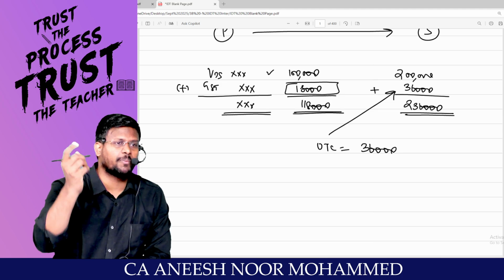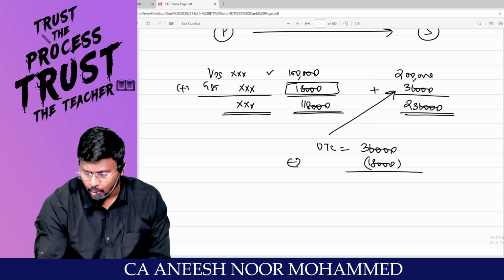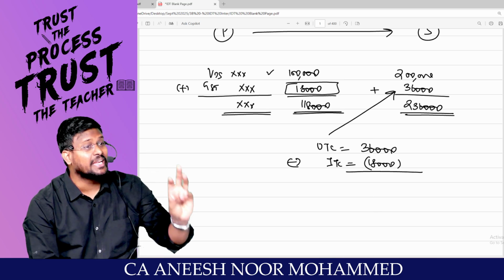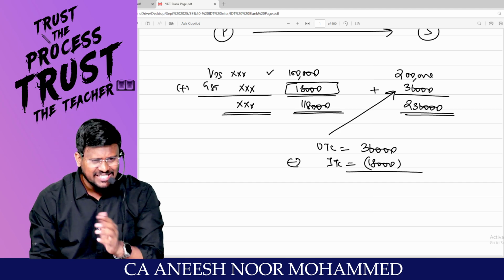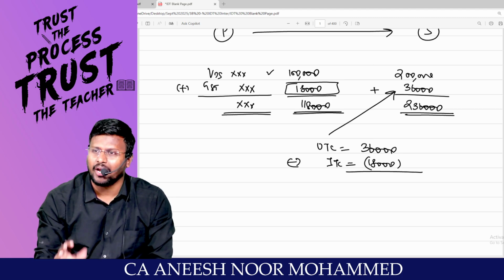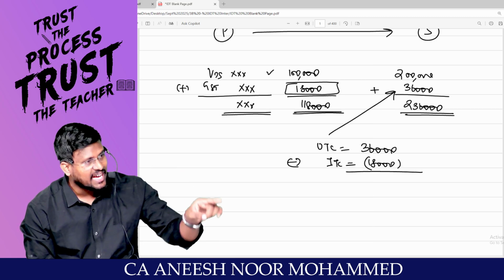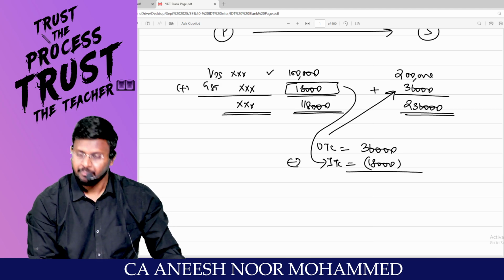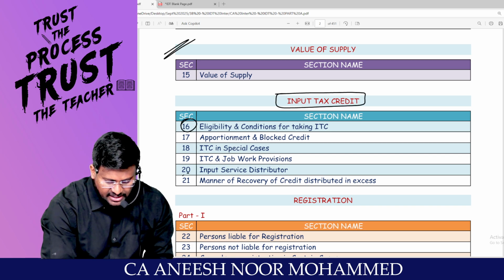I already paid 18,000 at the time of purchases. So I reduce this 18,000, which is called ITC, input tax credit. The GST Act says that not all items can be taken as ITC. There are certain conditions to be satisfied in order to claim this 18,000 rupees as credit. That area is ITC, section 16 to section 21.